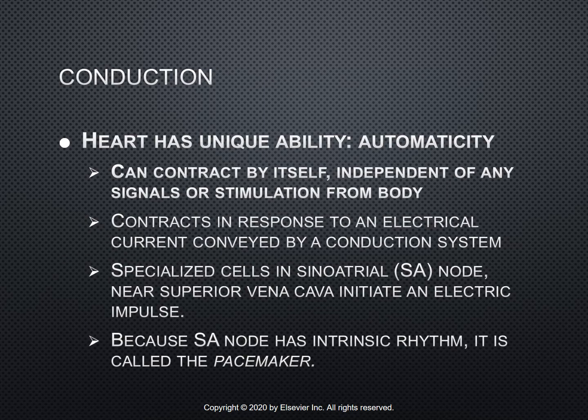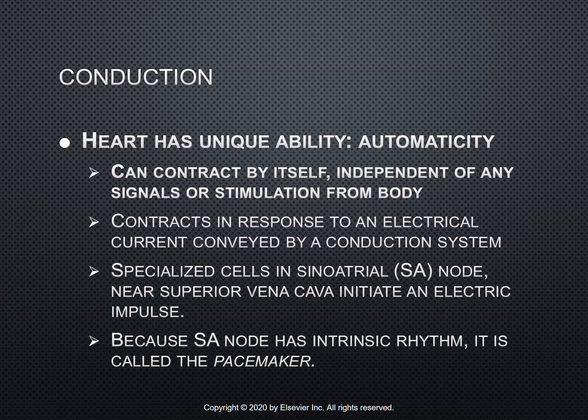So with conduction, we as human beings do not control our heart beating. The heart beats automatically. It has the property of automaticity, so it can contract by itself, independent of any signals or stimulation from the body. So we have nothing to do with the heart beating. It contracts in response to an electrical current conveyed by a conduction system.